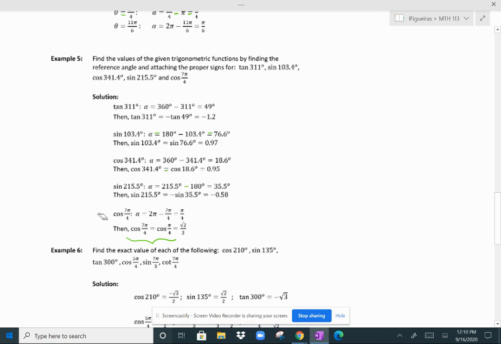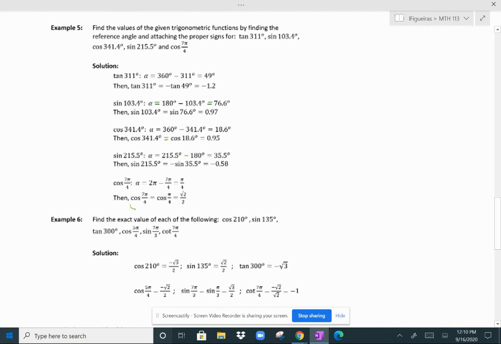And in this case, we don't need a calculator at all. Pi over 4 is a special angle, it's 45 degrees, and the cosine of pi over 4 is root 2 over 2. Okay, we didn't have to put a negative in front of it because cosine in both quadrant 4 and quadrant 1 are both positive values, and it's the same value of root 2 over 2.